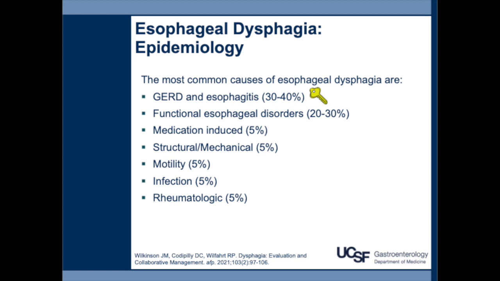I'll next point our attention to the motility category. In thinking about medications, we're learning more and more about the role of opiates in esophageal dysmotility. Patients often correlate opiate use to constipation. However, the connection between opiate use and esophageal dysmotility is less well established. Lastly, I'll point us to the structural and mechanical causes bucket, 5%. This includes esophageal malignancy, a can't miss in our differential diagnosis.